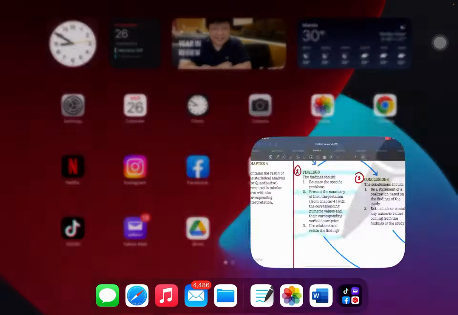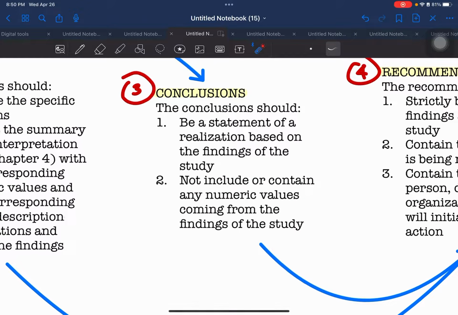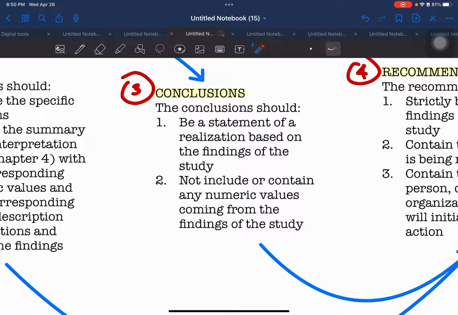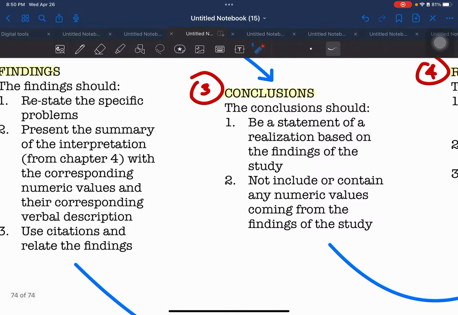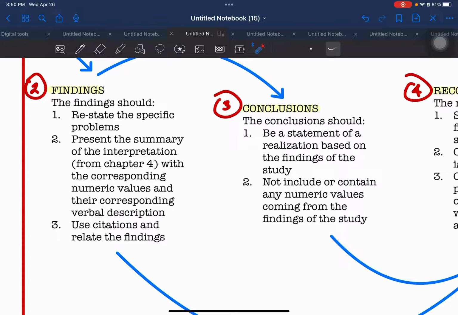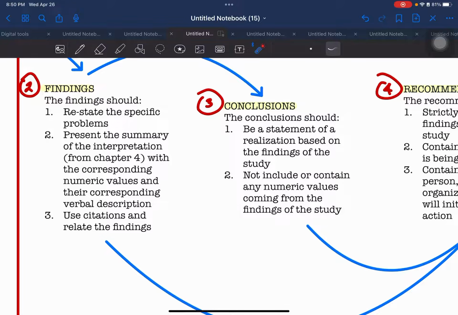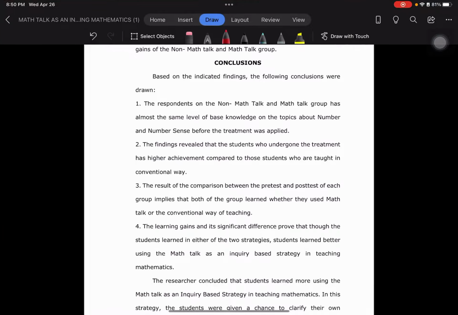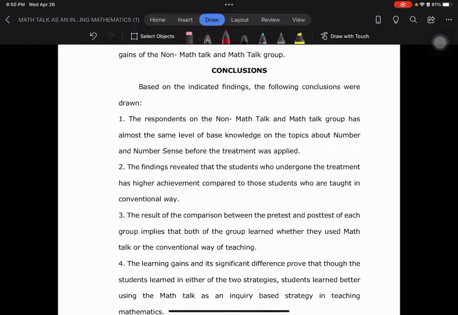Okay, so what did we discuss regarding the conclusion? It should be a statement of realization based on the findings of the study, and should not include or contain any numeric values coming from the findings of the study which were already presented. They should not be repeated in the conclusion anymore. Okay, going back, in the conclusion, there are no numeric values that were used.